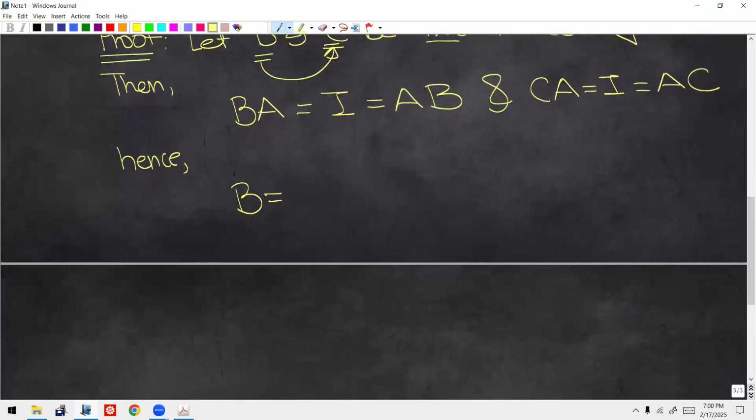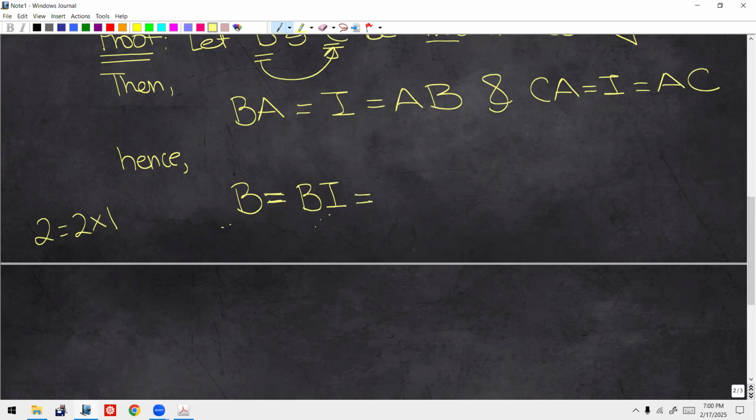B is equal to, if you recall from the last section, if you multiply a matrix by the identity, you're really not doing anything. It's like multiplying by one. So like 2 is equal to 2 times 1. You're not really doing anything. So B is equal to BI. These two are exactly the same. Is equal to, now I can replace I with either this or this. It doesn't matter. They're both the same. So I'll replace it with AC. So I can write B AC.